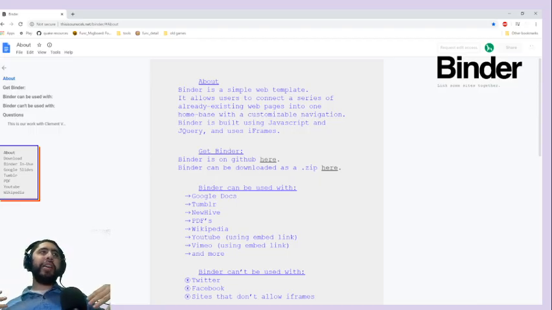And hierarchy is really important in website design. So what's the first thing you saw here when I switched to this page? For me, it was the word binder. So binder to me is what this website reads to me. That's the most important thing. So I know, okay, this is binder.